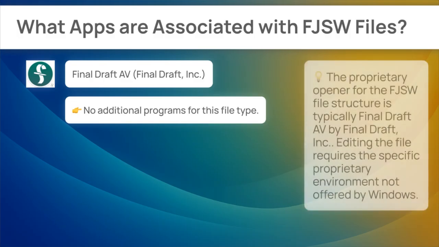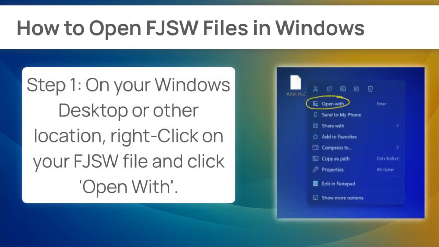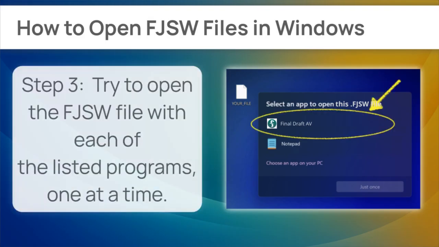Editing the file requires the specific proprietary environment not offered by Windows. Windows can preview many document types, but full editing requires dedicated document software. The solution starts by inspecting the application list. Right-click the FJSW file and choose Open With. Use Final Draft AV as your primary choice. If it fails, select another program. Be systematic in your testing.